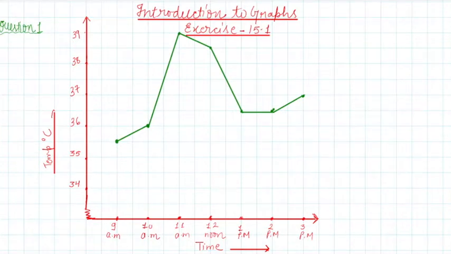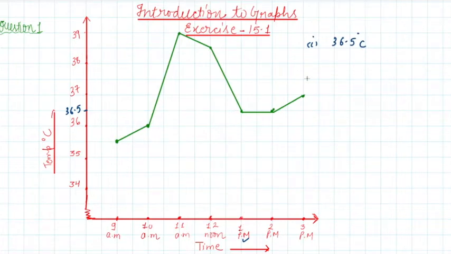The first question here is, what was the patient's temperature at 1 p.m.? So we will see where is the 1 p.m. here, right? This is your 1 p.m. and corresponding to 1 p.m. if I go here, this is 36, this is 37. It means how much is here? 36.5. So the answer to the first question will be 36.5 degree Celsius. So the temperature of the patient at 1 p.m.